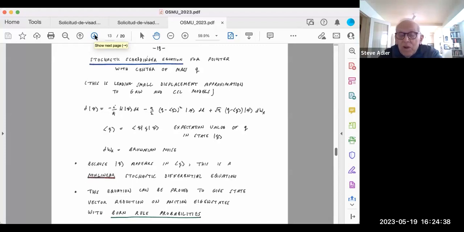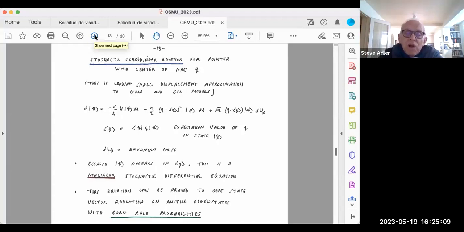The one I just exhibited, that's from the Girardi, Rimini, Weber work and the Girardi, Rimini, Pearle papers. You can prove that this equation gives state vector reduction with the Born rule. So the Born rule here is a theorem and not a postulate. And you can rigorously prove that. A neat proof is given in my book that builds on some work that Lane Hughston did. There's also a proof of a different sort in the Girardi, Rimini, Pearle paper.